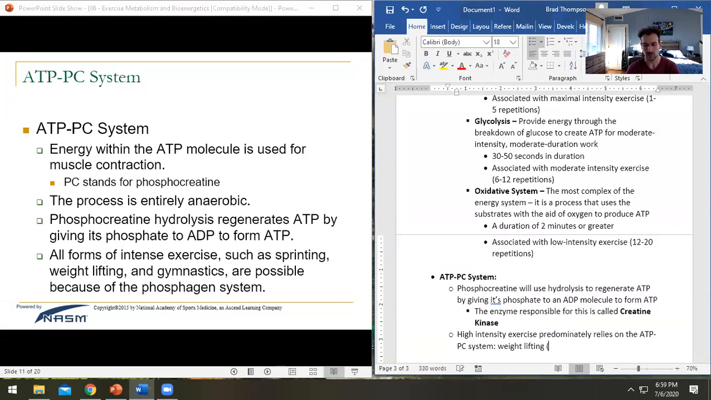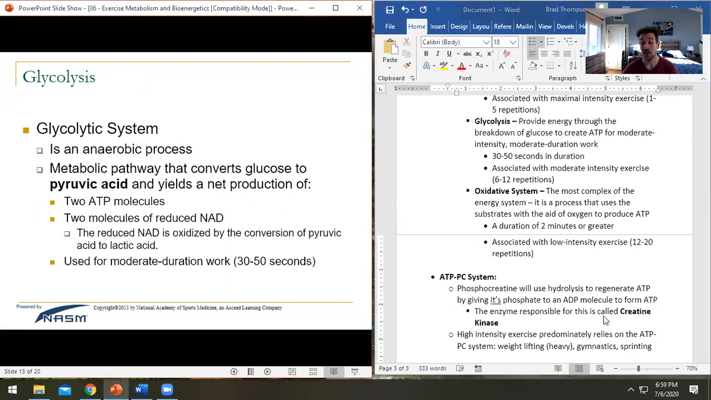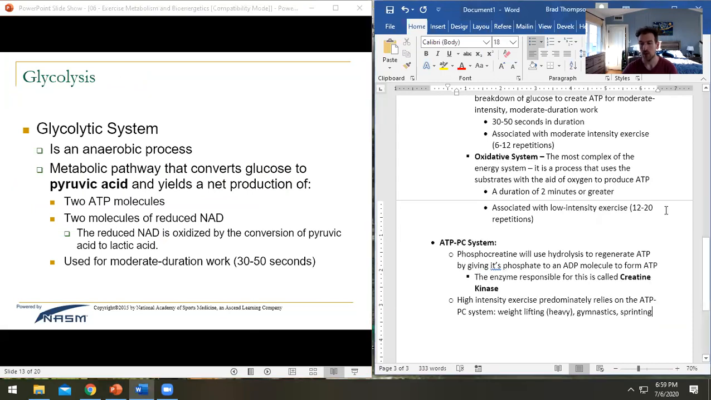Weightlifting, gymnastics, sprinting, right? All those are really good examples. So then we got our glycolytic system, which I guess is another way to say glycolysis.